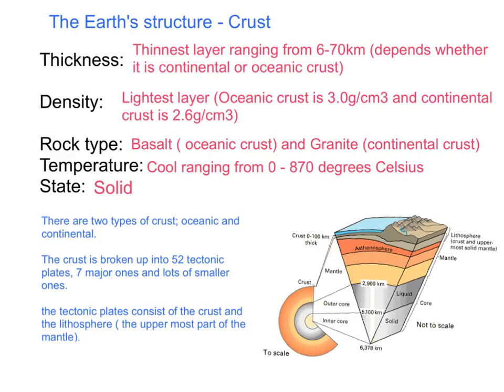It's a rigid outer layer. There are two types of crust, oceanic and continental. You should be aware of that from GCSE. Also, the crust is broken up into 52 tectonic plates, 7 of which are major, and there are lots of minor ones. And the tectonic plates consist of the crust and the lithosphere, the uppermost part of the mantle, as well.